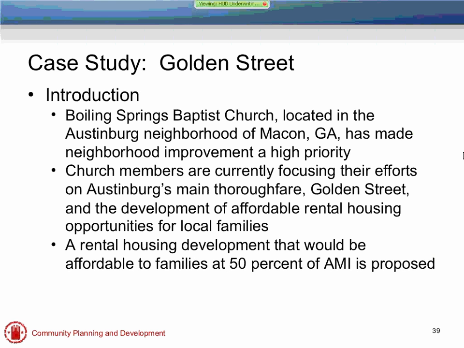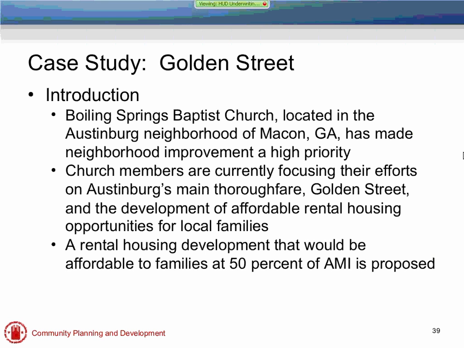So this case study is called Golden Street. Boiling Springs Baptist Church, located in the Austinburg neighborhood of Macon, Georgia, has made neighborhood improvement a high priority. Church members are currently focusing their efforts on Austinburg's main thoroughfare, Golden Street, and the development of affordable rental housing opportunities for local families. A rental housing development that would be affordable to families at 50% of area median income is being proposed.